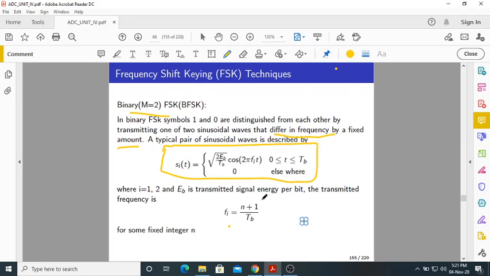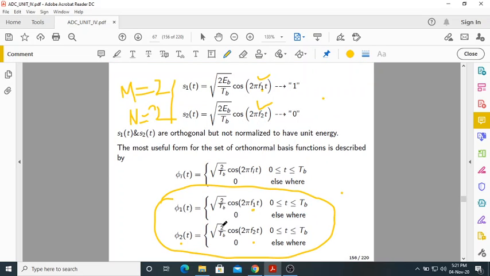Okay, I think there is a mistake, maybe it is n plus i by Tb. What is f1 equal to? n plus 1 by Tb. f2 equal to n plus 2 by Tb. What is n? Any integer, you can take any value for n, but f1 equal to n plus 1 by Tb and f2 equal to n plus 2 by Tb. So if you choose f1 and f2 like this, these two will be orthogonal to each other.